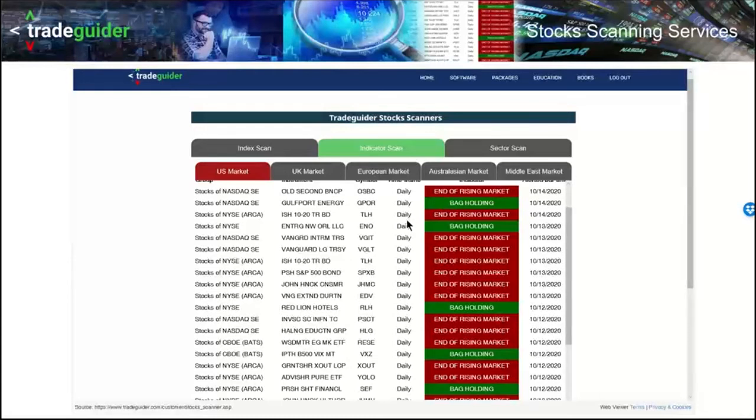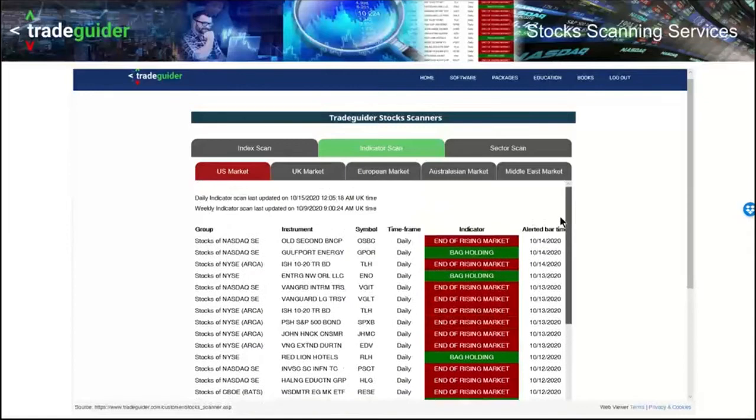Yeah, Richard, sorry to interrupt. Can I just clarify something, make sure we're clear on this? So from what I've seen in this indicator scan, we've got end of a rising market and bag holding, which are the 2 most powerful indicators in the software. Gregory, is that what it's looking at? It's not looking for just climactic action. It's actually looking for those specific signals, correct?